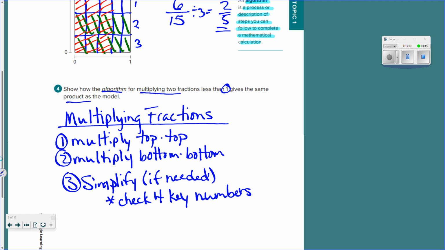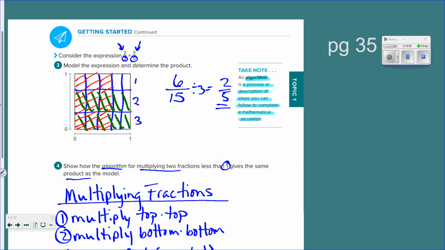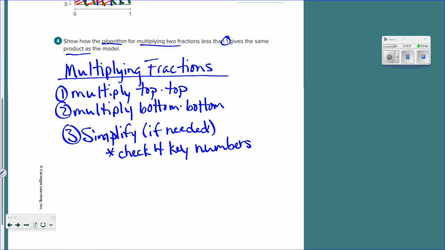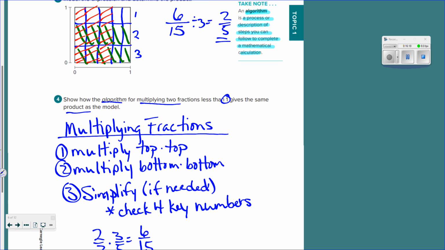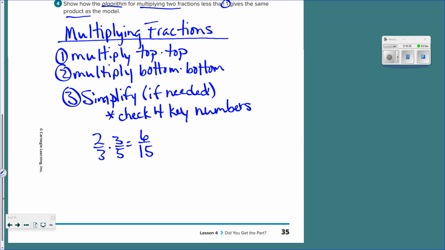Okay, now that you have the algorithm, let's actually apply it. So we go back to our original fraction, 2/3 times 3/5. And we can now see, to get the answer, all I do is multiply. 2 times 3 is 6, 3 times 5 is 15. Is that our original answer? Yeah. Can I simplify 6 and 15? I divide them both by 3, which is going to give me 2/5.